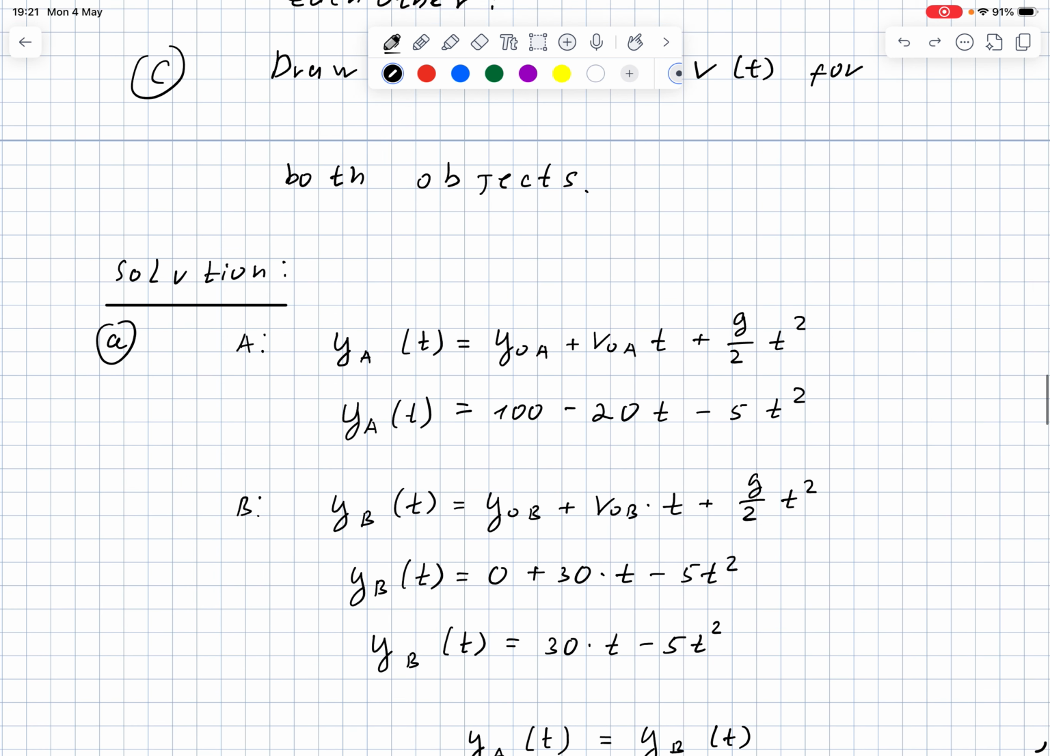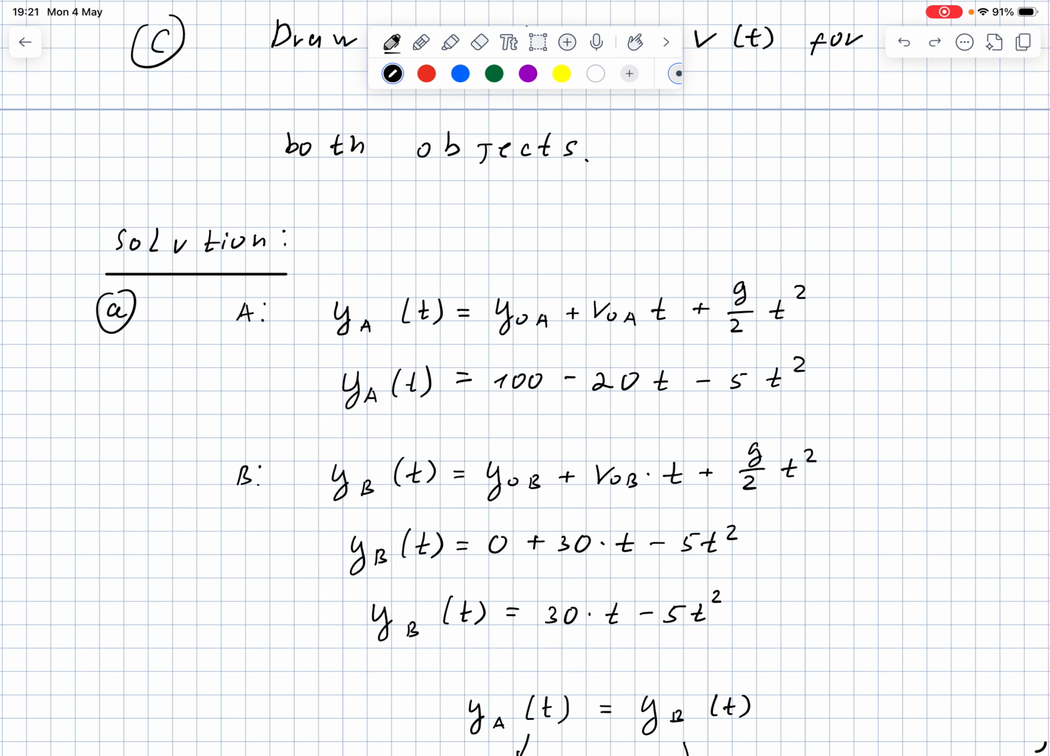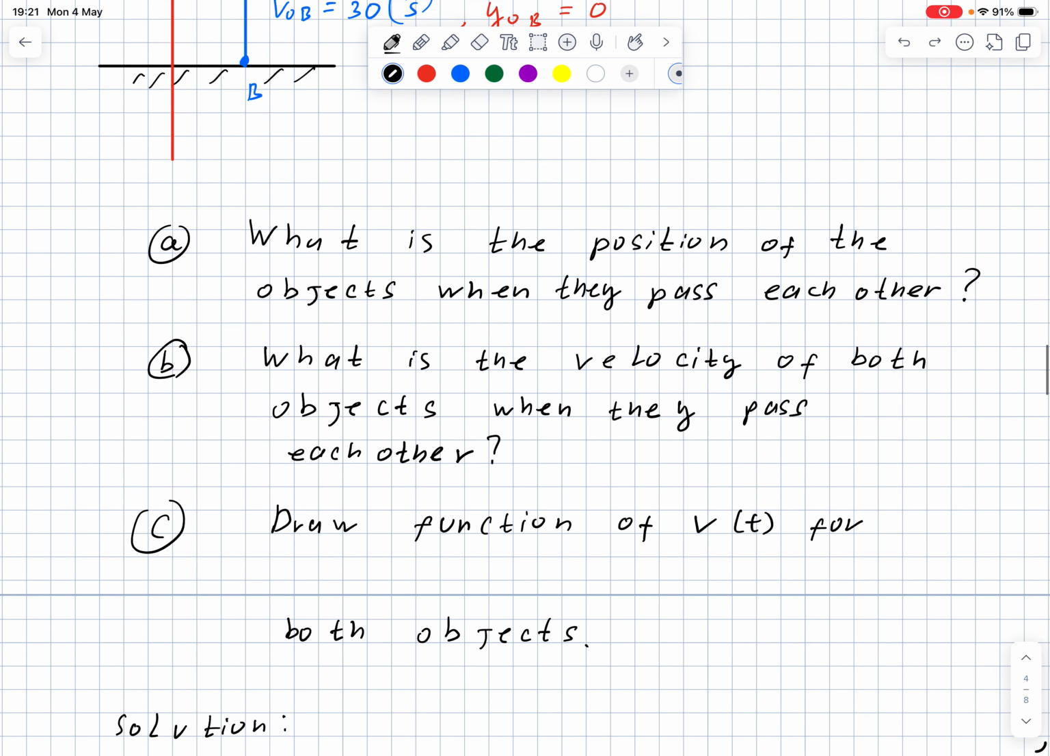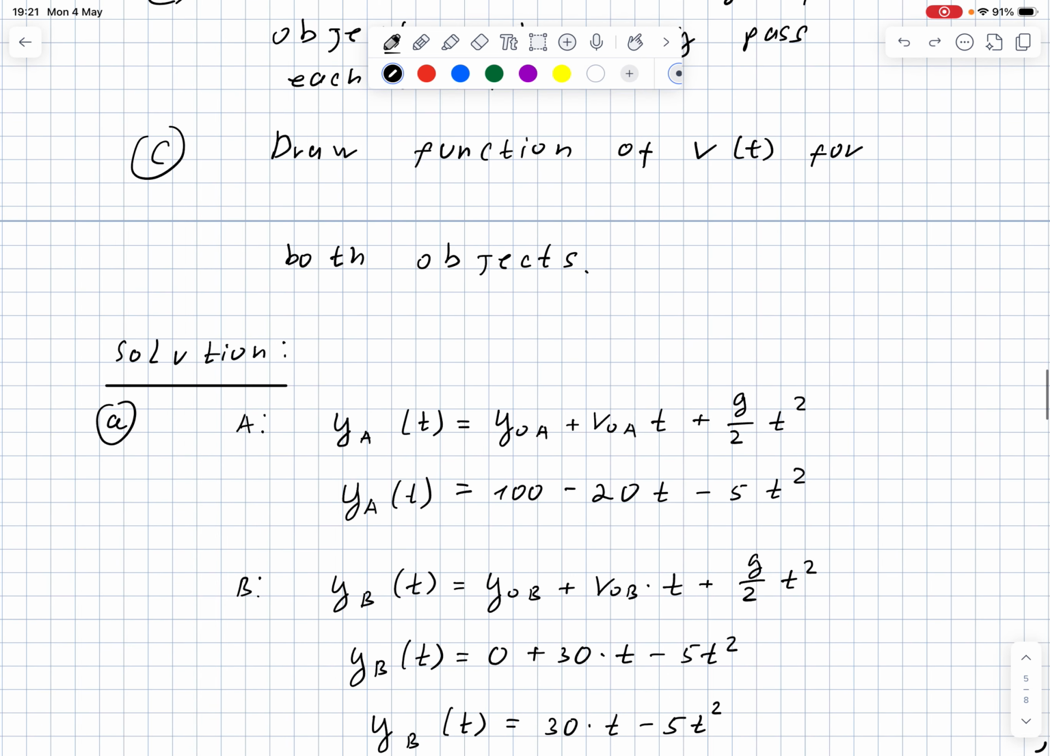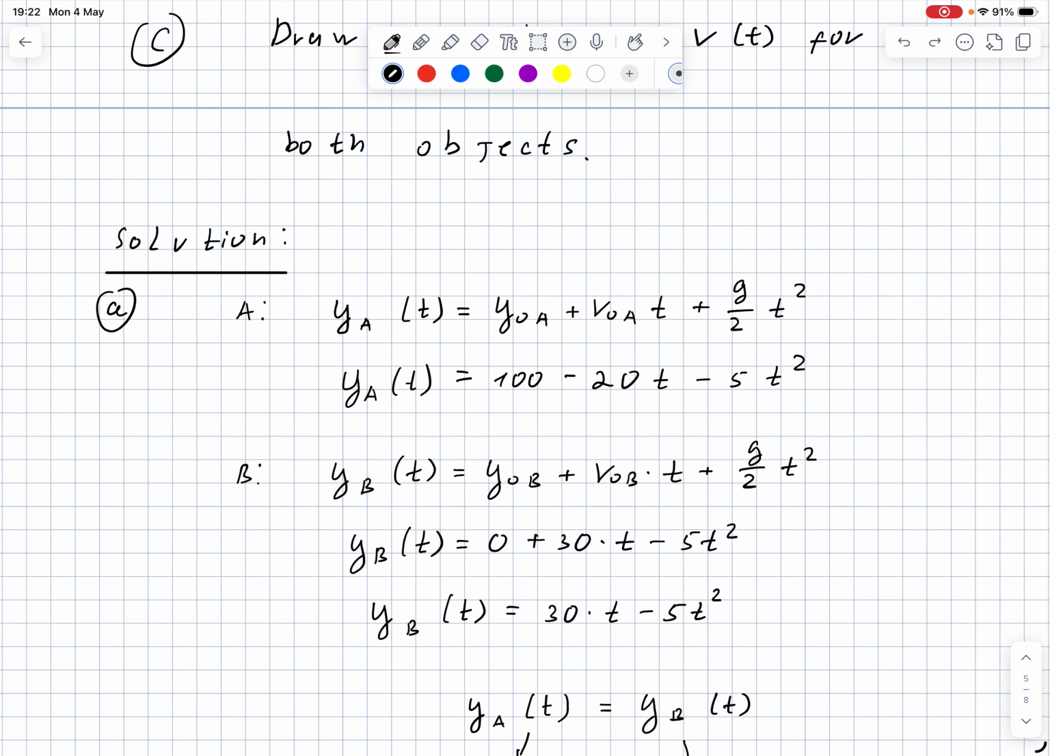Let's see what we can do about B. The same, we're going to use this formula. The initial position, as we said before, is 0 meters. The velocity is plus 30 meters per second, because the direction of this vector is the same as the direction of the y-axis. And the acceleration is also minus 10 divided by 2, which gives us minus 5 times t squared.